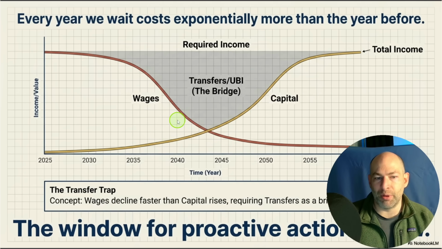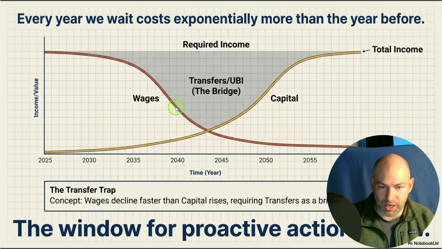But that's not economically efficient, and it's also really dehumanizing. And a lot of people don't want those jobs anyways. So wages are going away. Capital, we can build. The numbers check out.